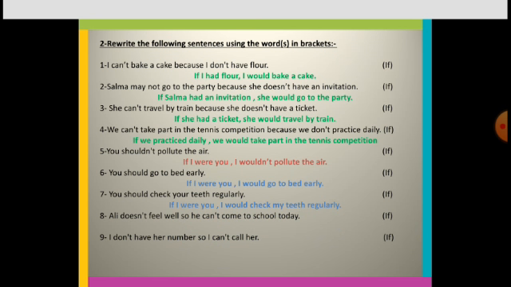Number 8. Ali doesn't feel well, so he can't come to school today. Yes. Here we have so. Remember the 3 steps and the step 4 so. Don't change the order. If Ali felt well, he would come to school today.